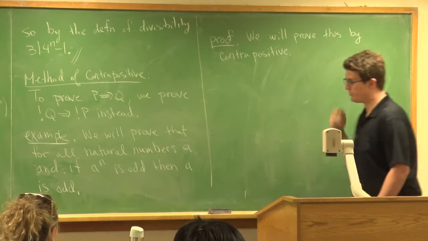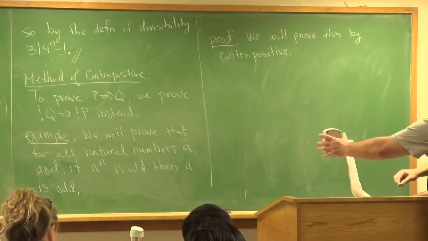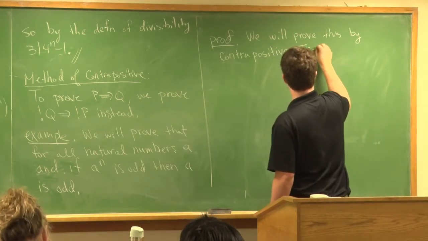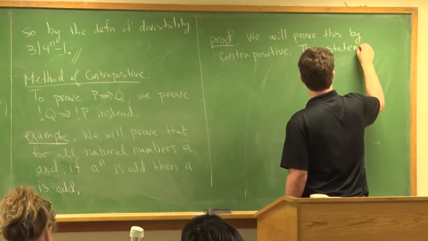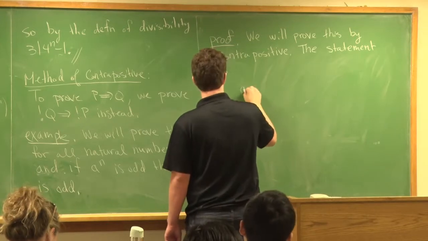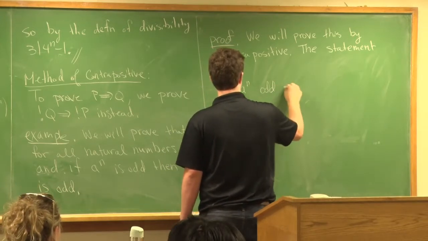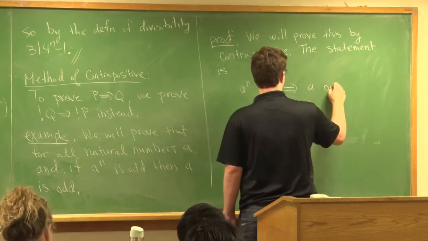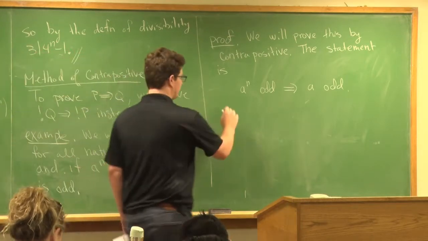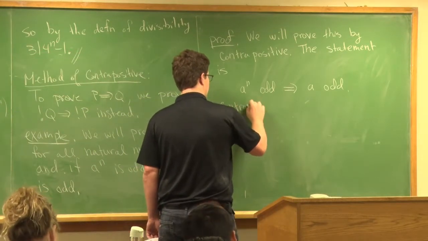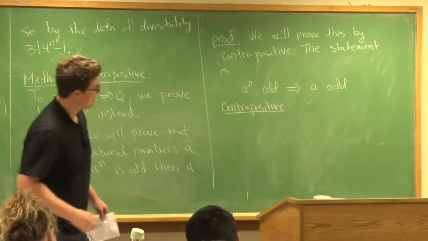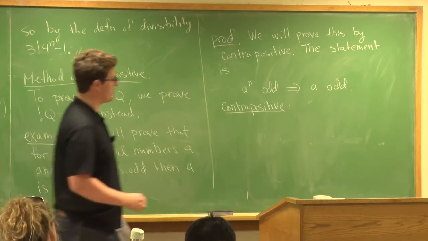Okay, so I'm stating the method of proof that I'm going to use. And so the original statement, I always forget to do that. So the statement is: if a to the n is odd, this implies a is odd. Okay, so the contrapositive is we negate Q, and that implies the negation of P.